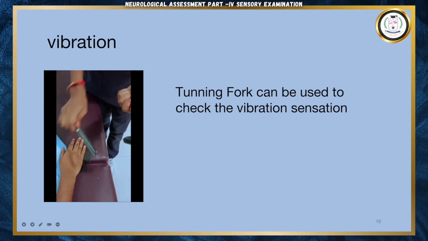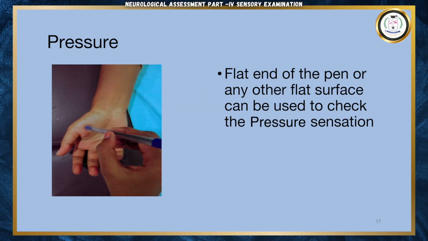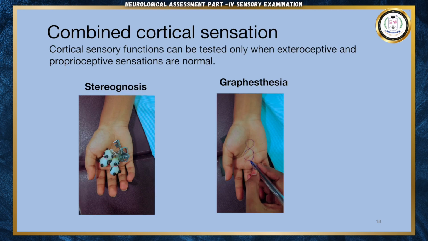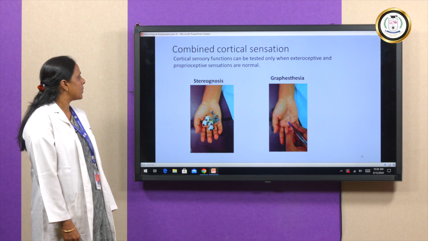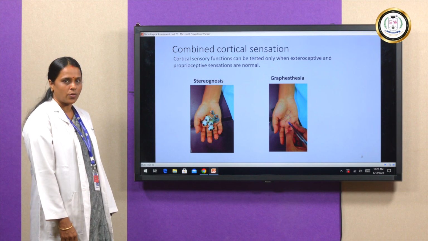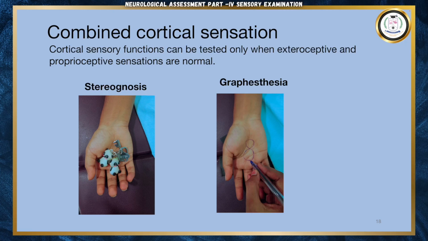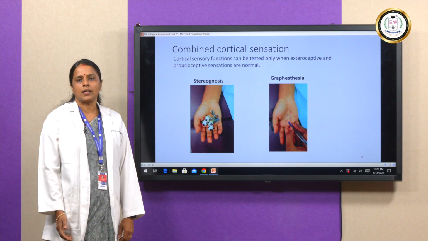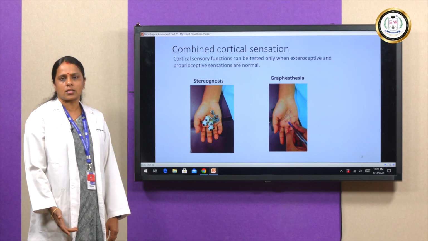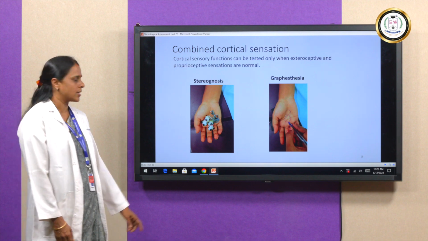Now a tuning fork can be used to check the vibration sensation. The flat end of a pen or any other flat surface can be used to check the pressure sensation. Combined cortical sensation functions can be tested only when exteroceptive and proprioceptive sensations are normal, like stereognosis and graphesthesia, in which numbers or letters are written on the hand and the patient is asked which number or letter it is.